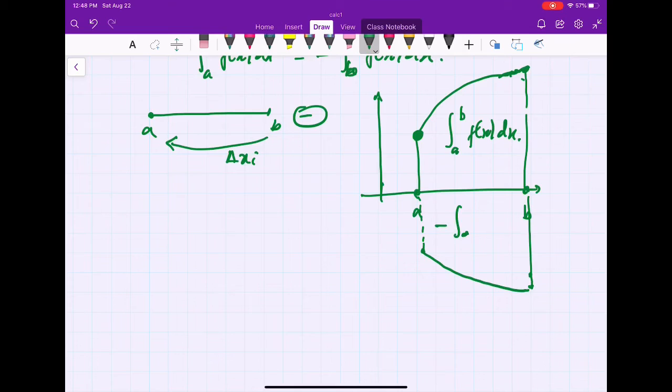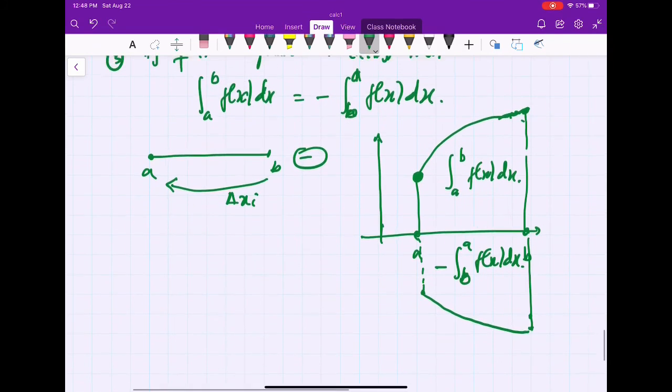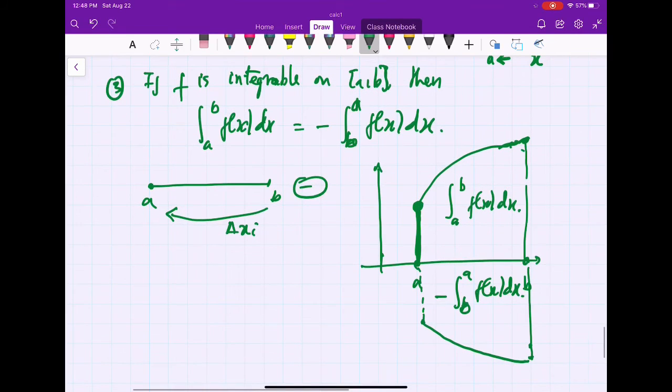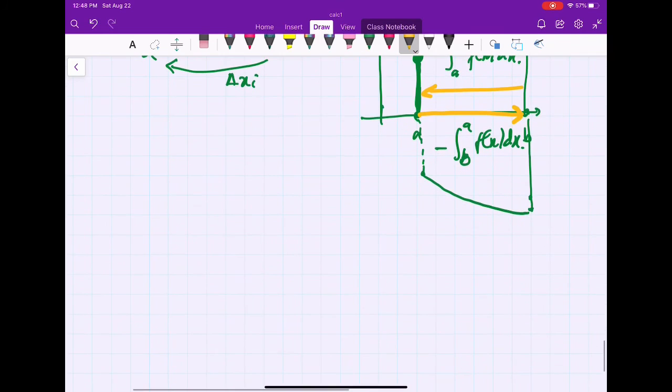So here you have negative integral from B to A of f of x dx. Does that make sense? But again, it just depends on the direction when you integrate. Integrating from A to B means in this direction, but when you integrate in another direction, you just change the sign. Agree? Let's consider the following example.